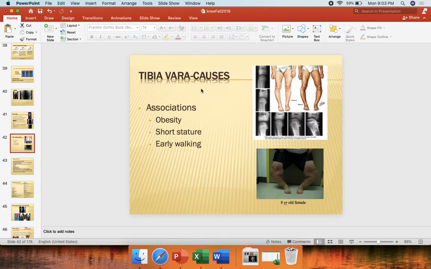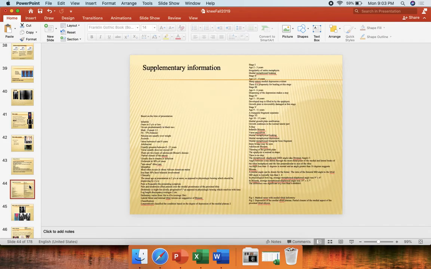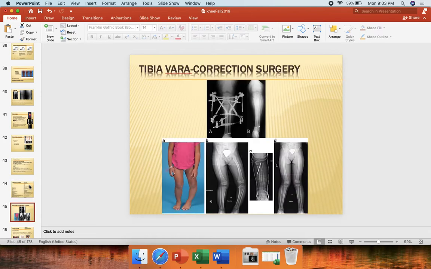So a couple causes of this tibia vara, I'm sure that there's many others, but the ones that are listed here in these slides, they talked about specifically childhood obesity, short stature, or very, very early walking, which contributes, again, to that growth plate disturbance on that medial side. And here's some etiology that you can read through if you so choose to. I'll skip on, getting into a little bit of the correction surgery.